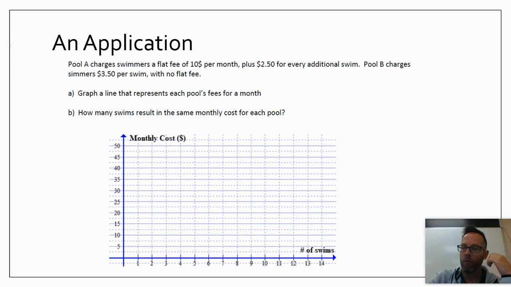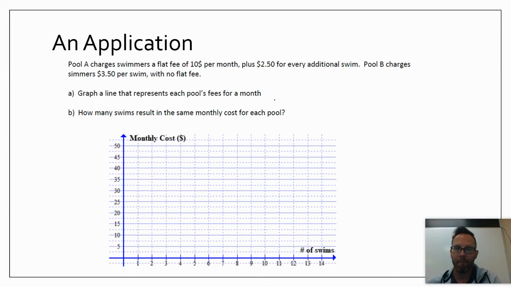So some pools will just charge you, hey, you want to use our pool, you got to pay $10 a month. And then every time you want to swim, pay us $2.50. A different pool says, well, no, you don't have to have a flat fee, but you have to pay more per swim. So $3.50 per swim with no flat fee. So let's graph a line representing each pool's fees for a month.